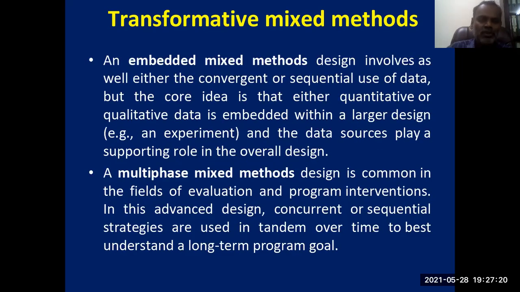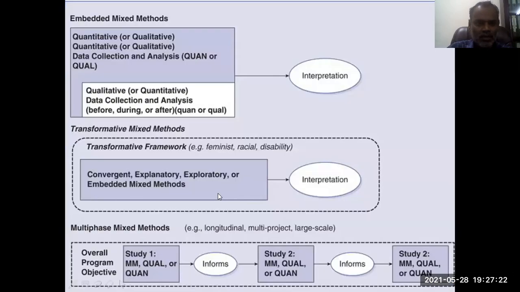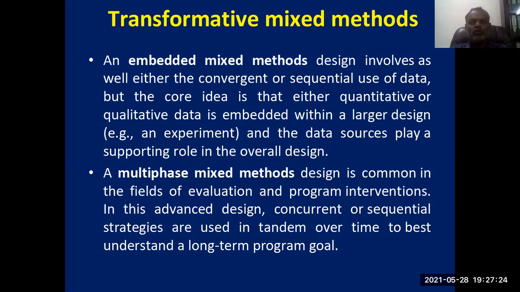The fifth one is going to be the embodied mixed method design. Embodied mixed method design involves either convergent or sequential use of data, but the core idea is that either quantitative or qualitative data is embodied within a larger design. For example, an experimental design, and the data source plays a supporting role in the overall design.